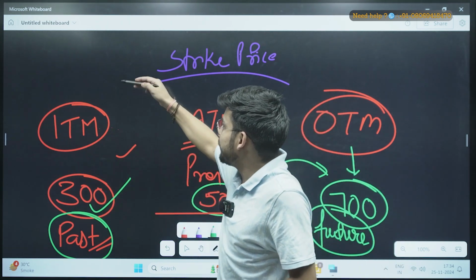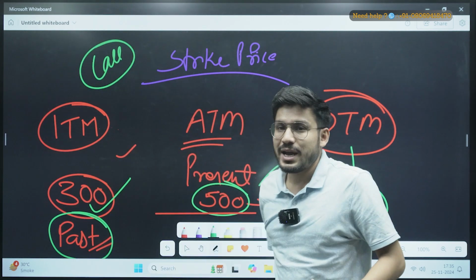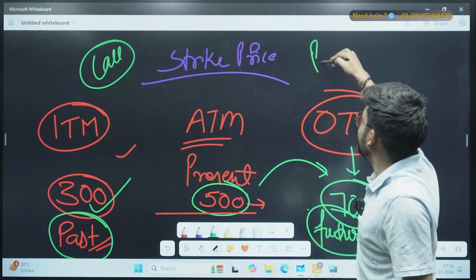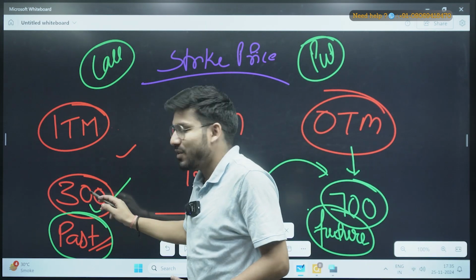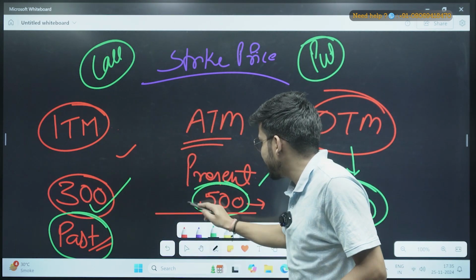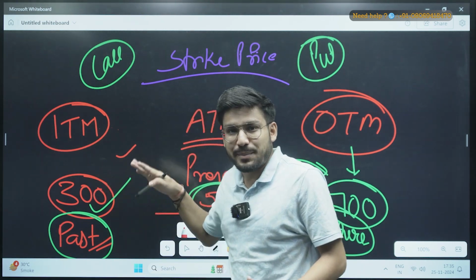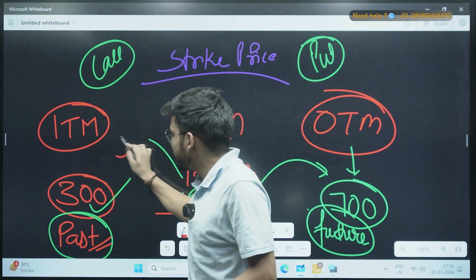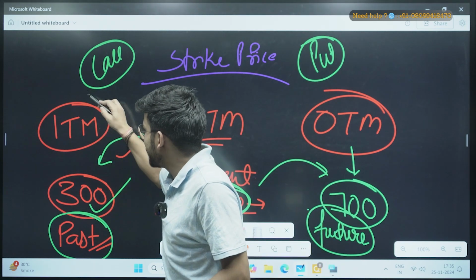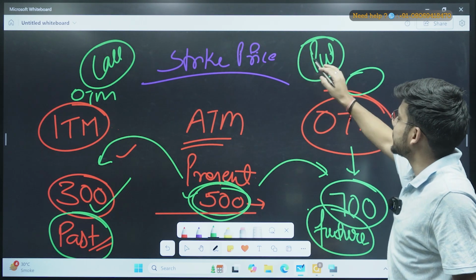Now this is the case I'm talking about call. This is the case when I'm talking about call. Whenever I will be talking about put, the scenario will change, right? So in this scenario, what I will be betting on, if my market is currently trading at 500, is that my market will remain below 300. So it means my market is 300. So at that point of time, this will change. So this will be my OTM and this will be my ITM for the put option, right?